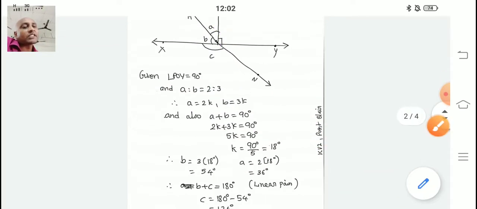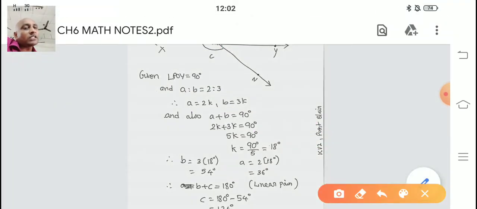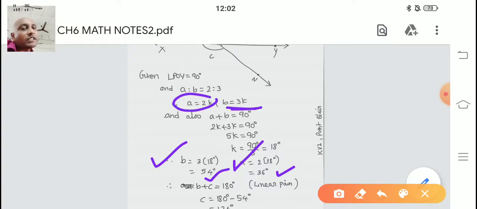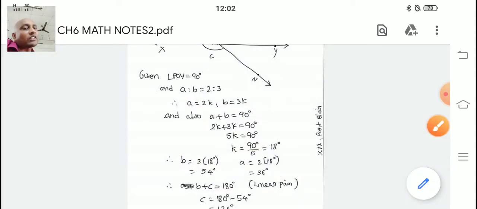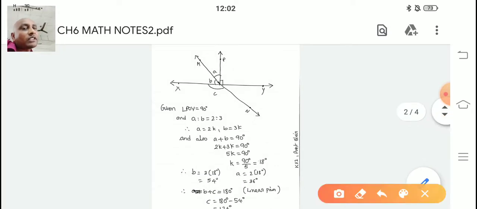Then what happened next? After solving, K is equal to 18 degrees. So B value, A value you find out. So this is 54, this is 36. B is 3K. A is 2K. So then you get it, B plus C is equal to 180 degrees. Because why B plus C is 180? Look at it carefully. This is a straight line. So B plus C is equal to 180 degrees, linear pair of angles.